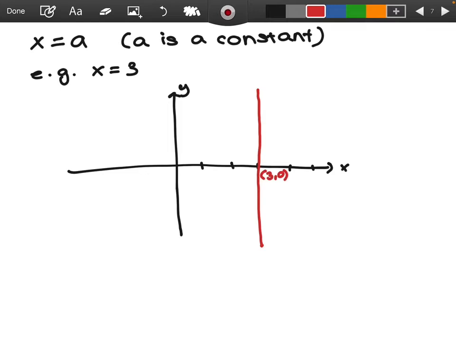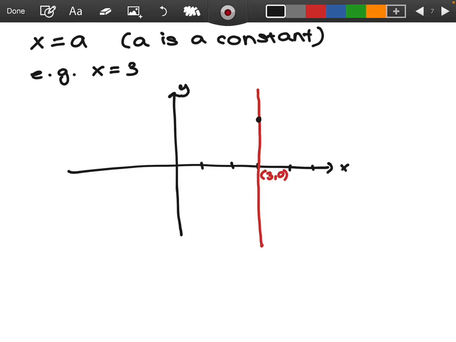Why is that? Any point on that line has an x-coordinate of 3. Any point along that line, so if I were to take another point, let's say here, that point still has an x-coordinate of 3. So it still satisfies the equation x equal to 3. The y-coordinate of any point doesn't matter.